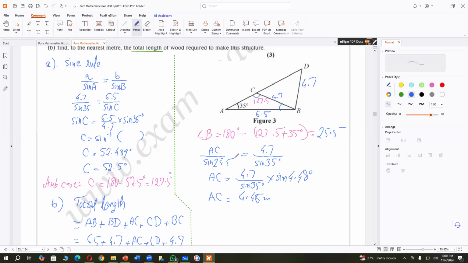So yours is different to mine. The question is different to mine. It's going to be different angle numbers. Yes, I have 27 degrees, you have 35. 4.7 upon sine 35. I have 27 instead of 35 degrees. Let me do it again. 35 was given in the question, but my paper has 27.